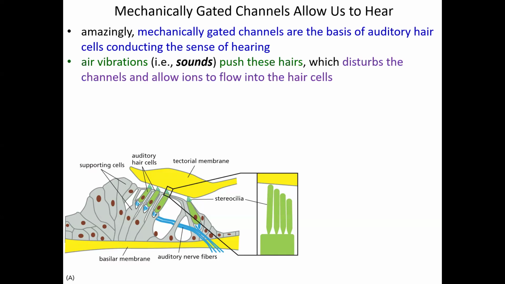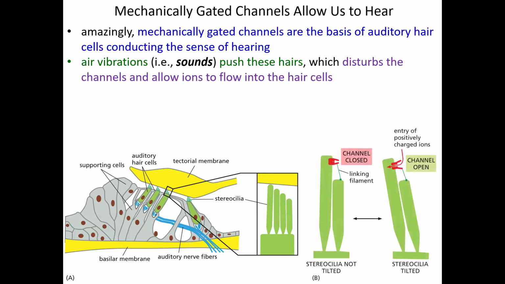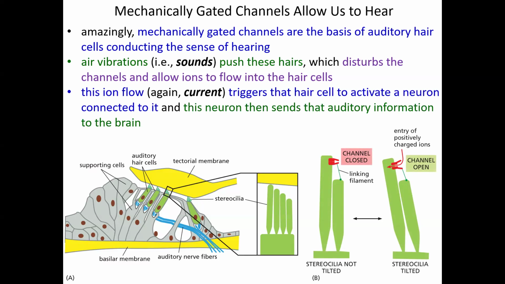As that tectorial membrane vibrates, as those air vibrations hit our eardrum, the eardrum pushes on these auditory hairs that are in our inner ear. As those hairs are stressed and moved, that movement of pushing, that pressure of pushing, causes mechanically gated channels to open. Once mechanically gated channels open, ions flow because there was a membrane potential, voltage becomes amps, potential energy becomes current.